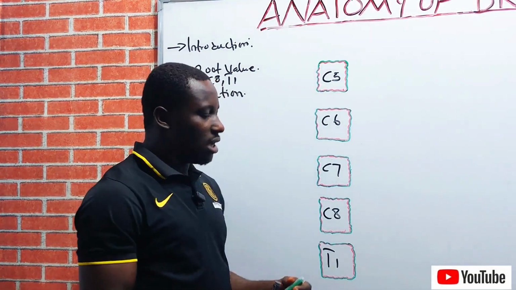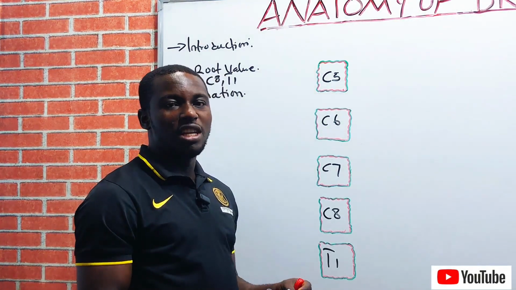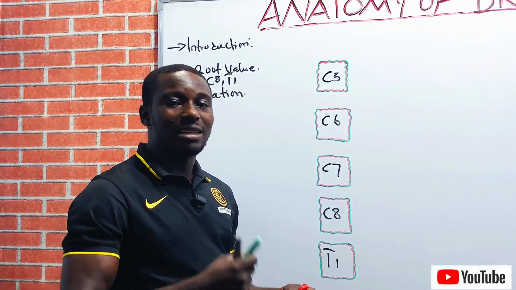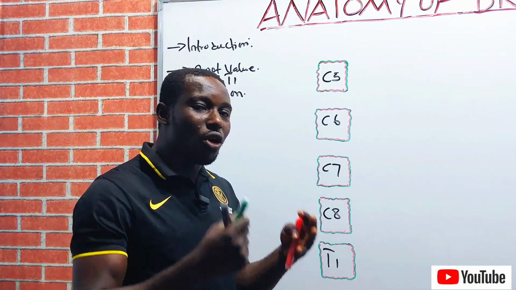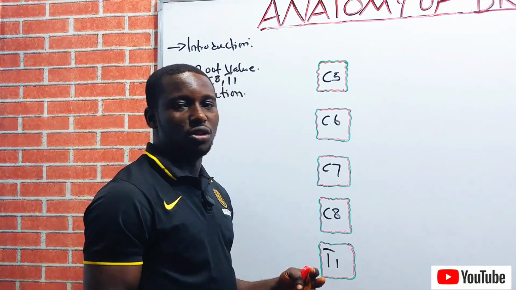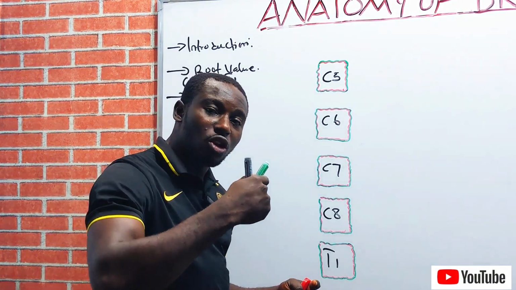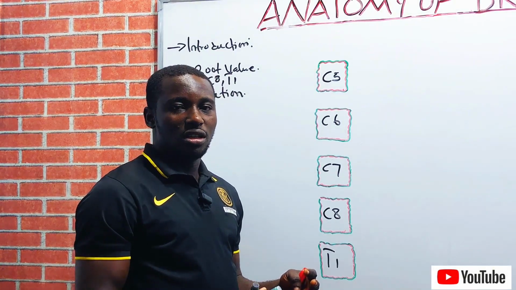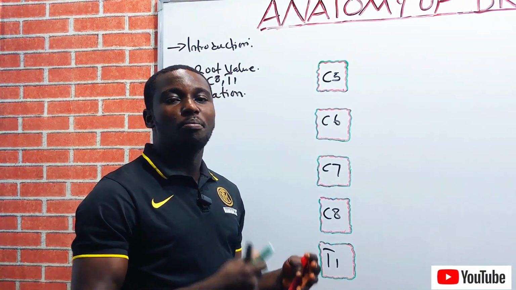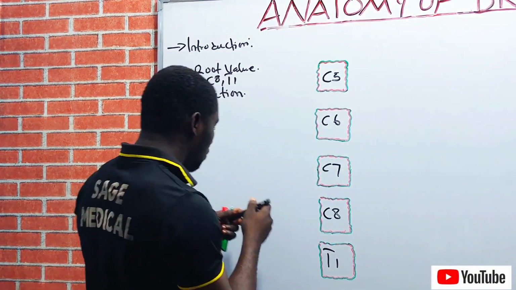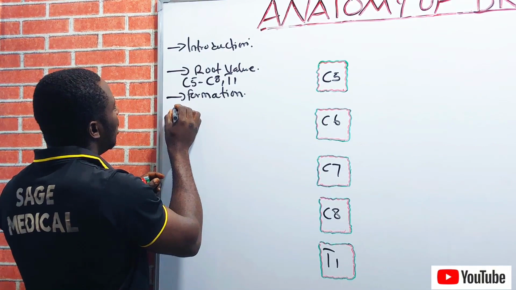Now, important to note, if the contribution of the C4 is large and that of the T2 is absent, automatically that is called a prefixed brachial plexus. However, if the contribution of the T2 is large and that of the C4 is absent, automatically it is called postfixed brachial plexus.